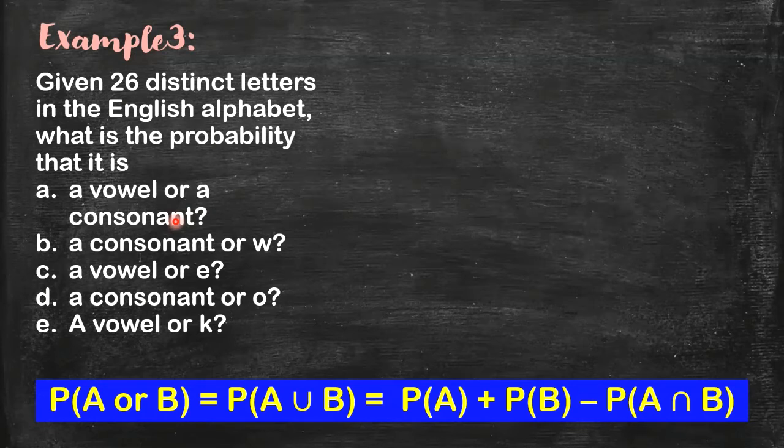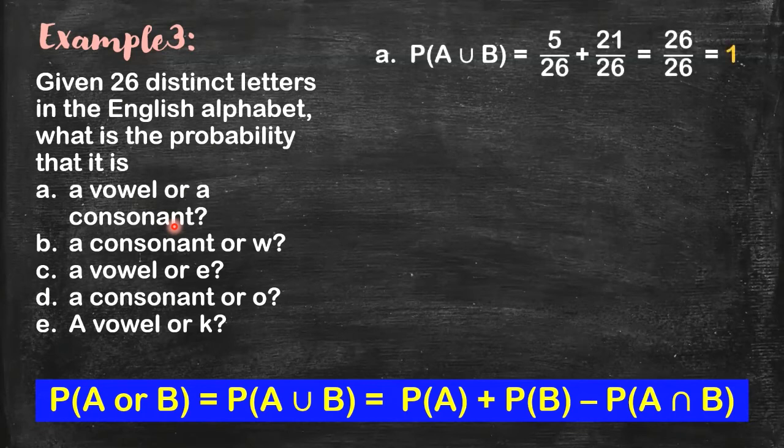Now, meron bang intersection yung getting a vowel at getting a consonant? Wala. Okay? Kasi wala naman tayong letter na vowel siya and at the same time, consonant din siya. Walang ganon. Okay? So that's why for letter A, we have this. Ang A, this is the event of getting a vowel. B, this is the event of getting a consonant. Ito yun. Okay? If you add, you will get 26 over 26 or simply 1.